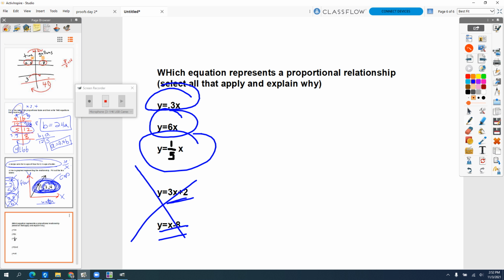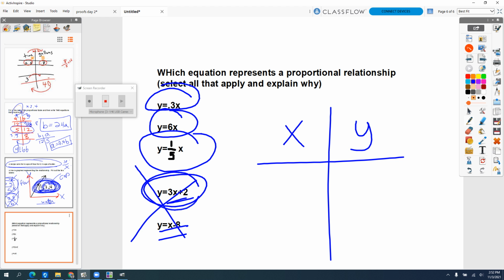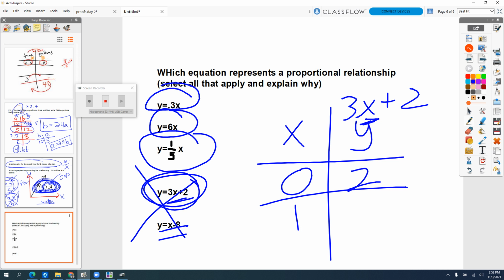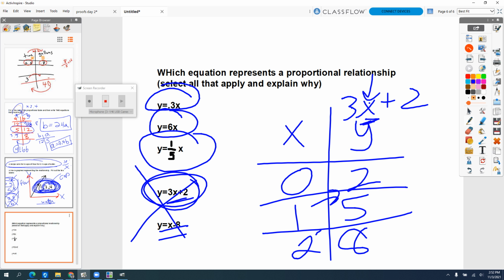And I'll give you a perfect example. If I have an x and a y, and I'm going to use this equation right here. So basically, I'm going to multiply x times 3, and I'm going to add 2. So when x is 0, I put a 0 in for x. 3 times 0 plus 2 is 2. When x is 1, 1 times 3 plus 2 is 5. And when x is 2, plug a 2 in, 3 times 2 is 6 plus 2 is 8. If you look at these numbers, I'm not multiplying by the same thing to go from x to y. It is non-proportional. It's not proportional.